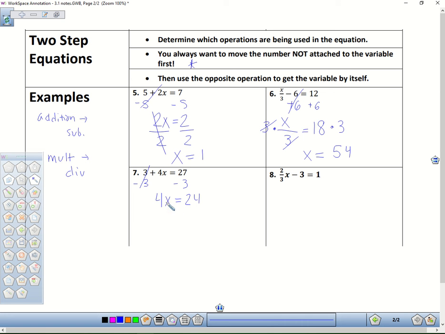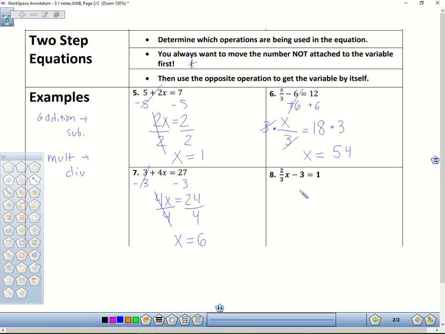Good. This is multiplication, so the answer is 4.75. No. What? Hang on. So x is equal to 6. How? Oh, I wrote it down as 22. Oh yeah, that would do it. I was like, what the heck?